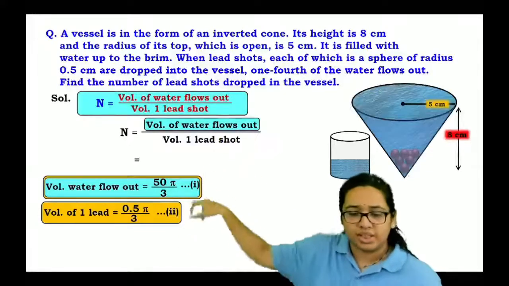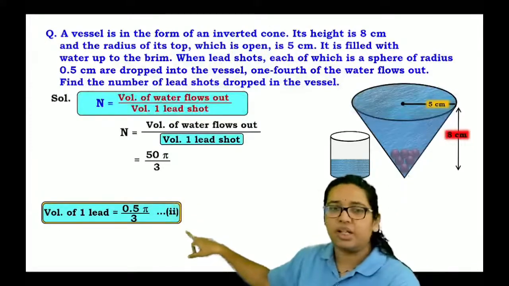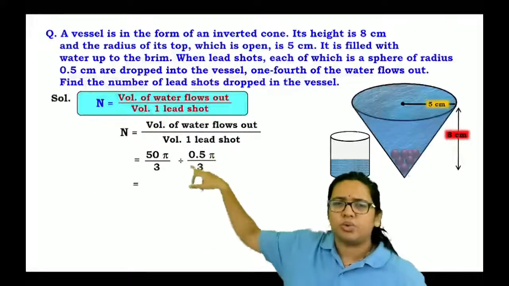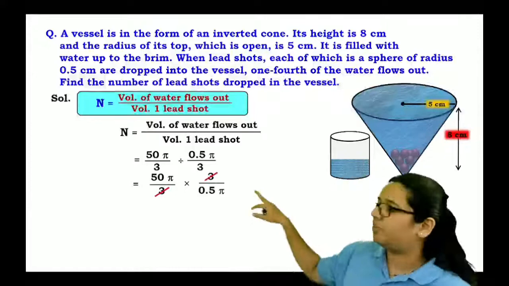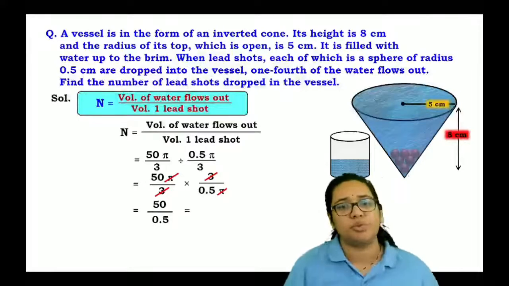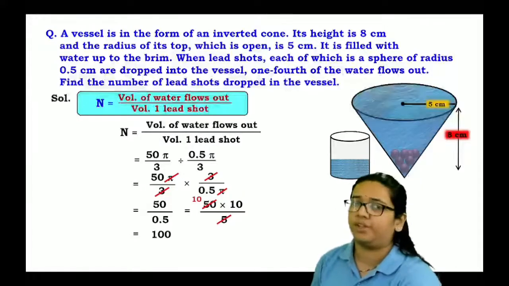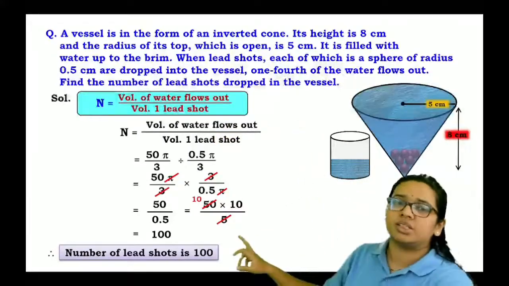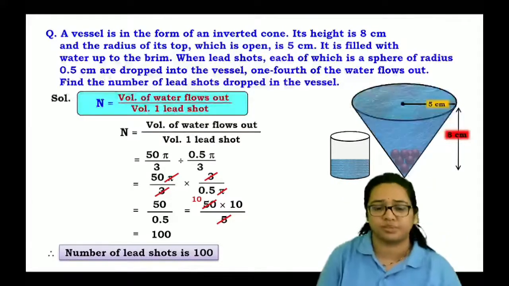So using this and these two cases, you can easily find the value of n, which is given as 50 pi upon 3 divided by the volume of one shot, which is nothing but 0.5 pi upon 3. So division is nothing but multiplication of its inverse. 3 will get cancelled, 5 will get cancelled. The answer will be only 50 upon 0.5, which is nothing but 100. So the number of lead shots dropped in the vessel is nothing but 100. Getting this one? समझ में आ रहा है क्या? देखो क्वेश्चन.